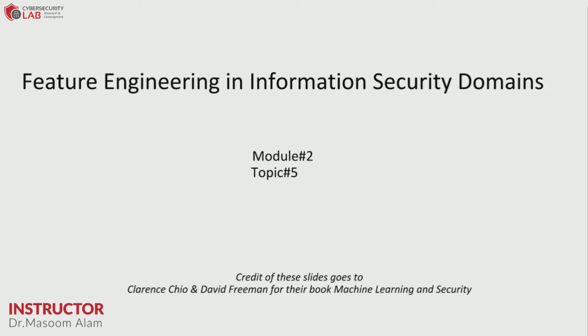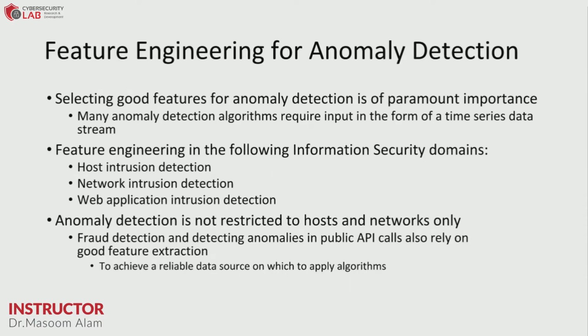Primarily, we want to establish that machine learning is purely based on garbage in, garbage out. This means that whatever is input to the machine learning algorithm will be the output of your machine learning algorithm. So you have to put a lot of focus on the feature engineering part in machine learning. Selecting good features for anomaly detection is of paramount importance.